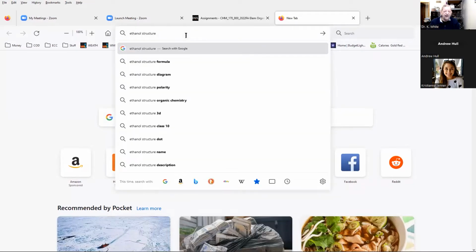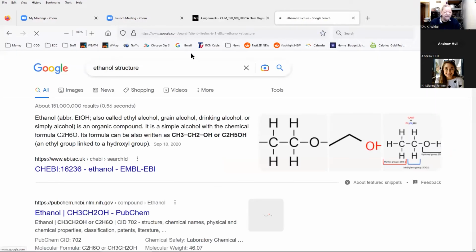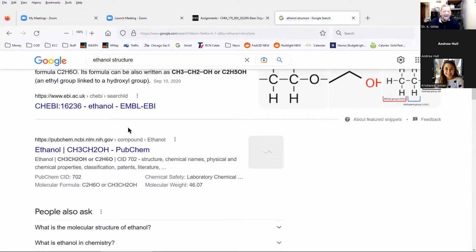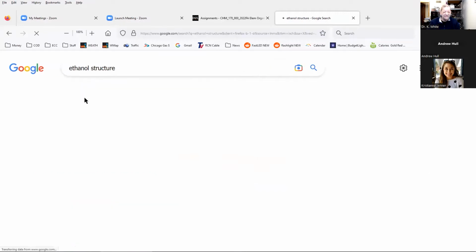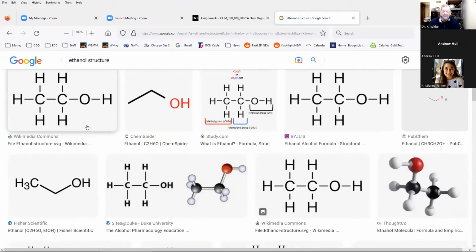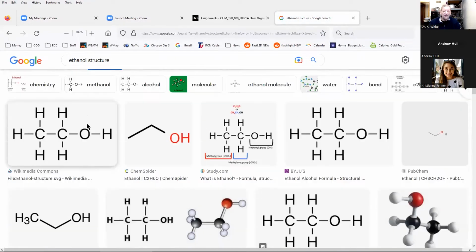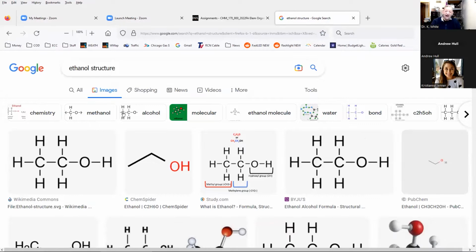If you put an ethanol structure, there it is. And you can look at images, and there's the structure. So that's the easy way how to find structures, especially if you don't know what it is for a molecule.